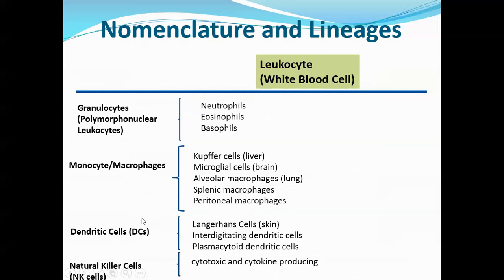Then we have another important class of cells which are the key in bridging the innate and the adaptive. These are the dendritic cells. They perform similar functions to the monocyte macrophages. For a long time, there was a debate whether these two weren't the same lineage of cells, but now they're regarded as a separate lineage. And then we have the natural killer cells.